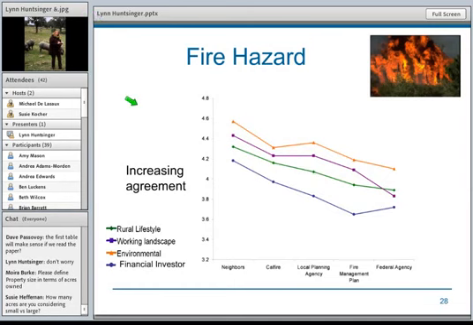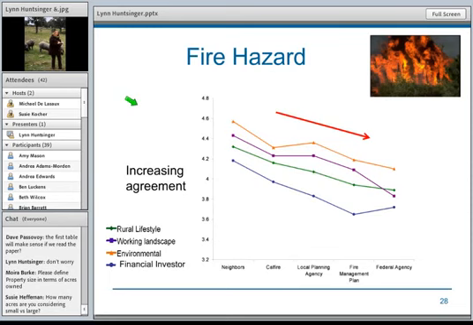So if we look at fire hazard, first of all, you notice the graph slants this way. And in fact, I think we have an arrow that comes in here. So over on this side, this is increasing to decreasing agreement that working cooperatively in this way is a good idea.